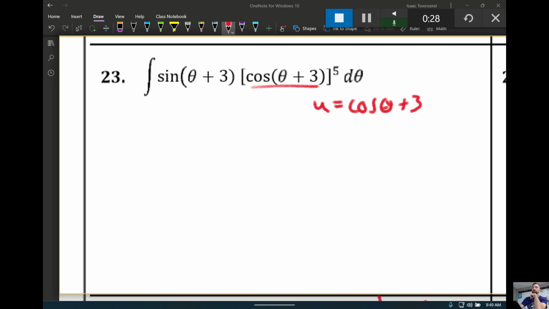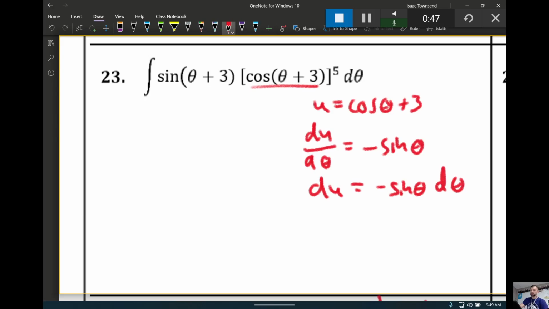I'm picking this out to be u because it's stuck under the fifth power here. So du d theta, because theta is the variable here. I'm taking the derivative of this side, take the derivative of this side, which would look like this. Multiply your d theta over to separate your variables. And I don't know why I forgot this plus 3, but all of these were theta plus 3. Okay, and then hope that you're ready to start making some substitutions here.